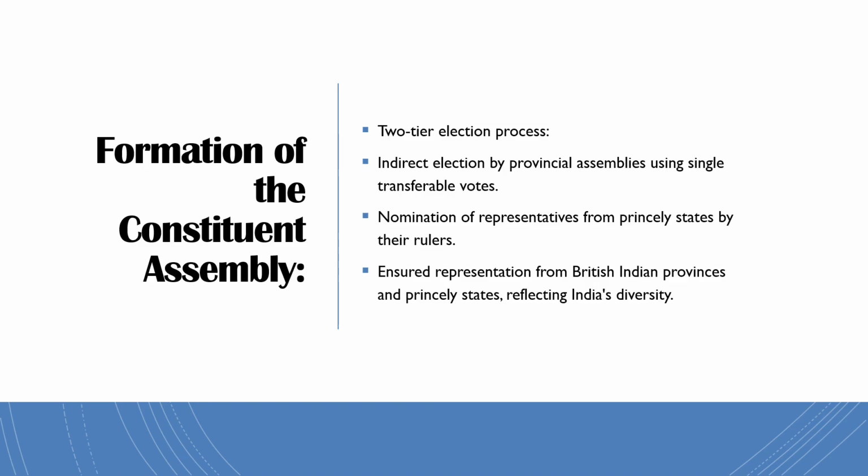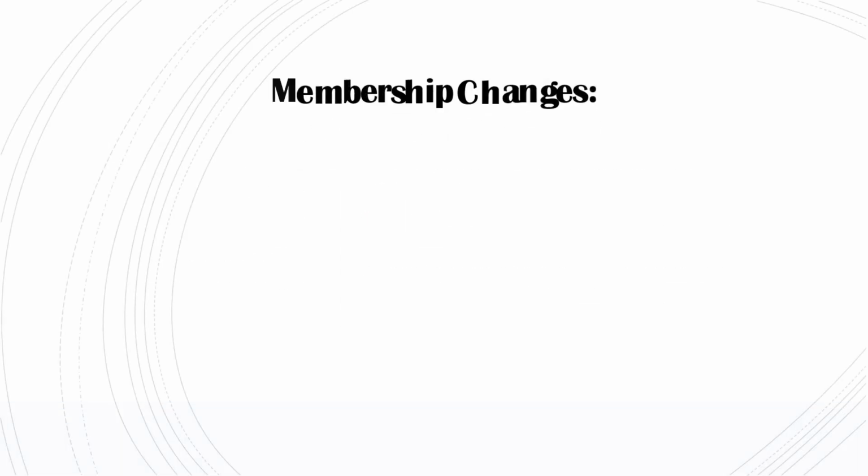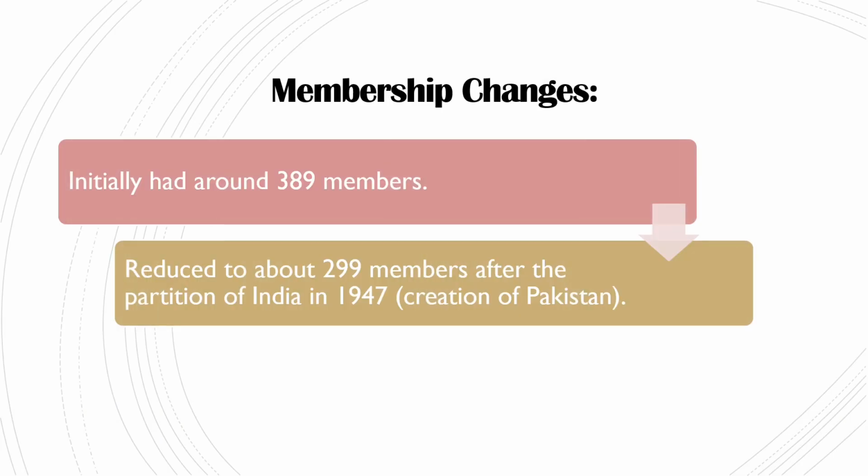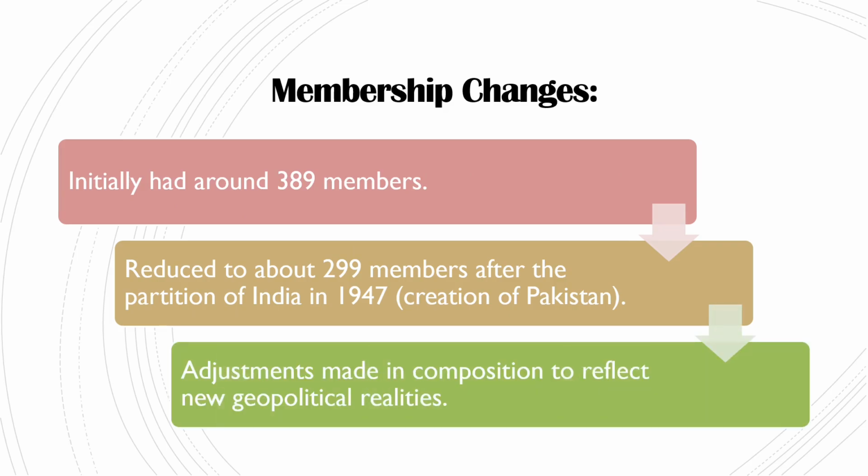entities in pre-independence India. Initially, the Assembly had around 389 members. However, after the partition of India in 1947, which led to the creation of Pakistan, the membership was reduced to about 299 members. The partition necessitated adjustments in the composition to reflect the new geopolitical realities.